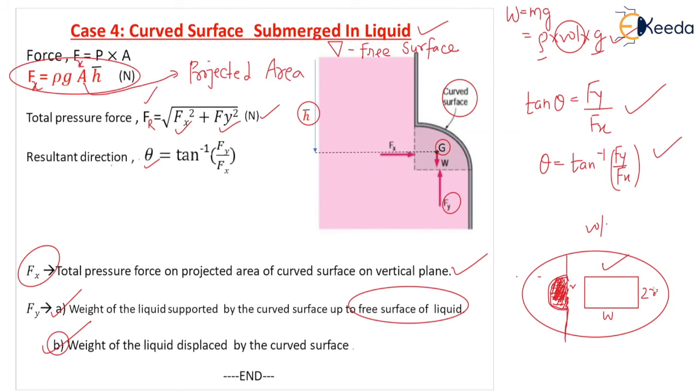And for finding Fx, your area will be 2r into h, the projected area. Don't write the area as pi r square by 2 for the semicircle, because you have to project it. After projection, you will get the rectangle only, so the area will be 2r into h. Okay. Thank you.